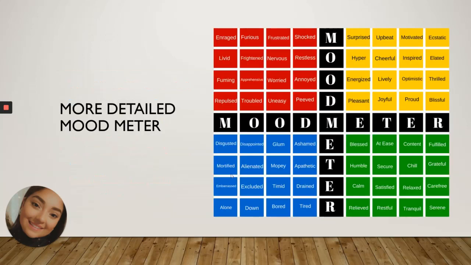This is a more detailed mood meter. You can see that on each different quadrant, there are different little squares that have different feelings, which are associated with that color. Like for red, it has frustrated, annoyed. Blue has disgusted, bored, tired. Green has chill, calm. Like all those different feelings, if you want a more detailed mood meter, this is the one for you. You can look at it or you can search it up on Google.